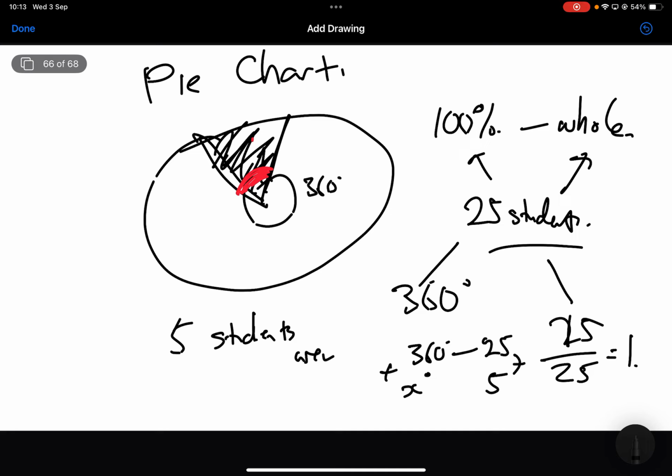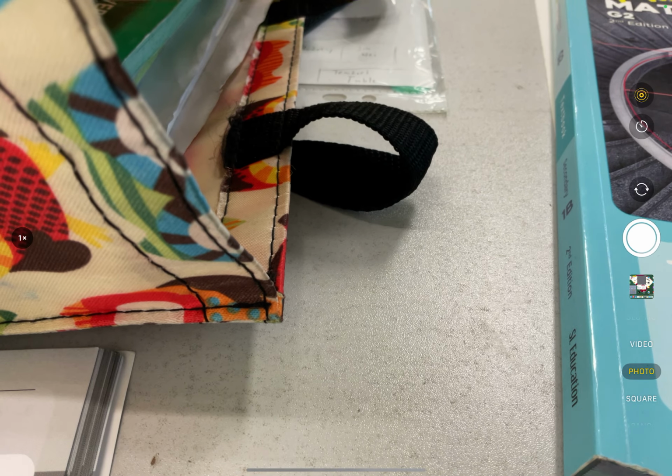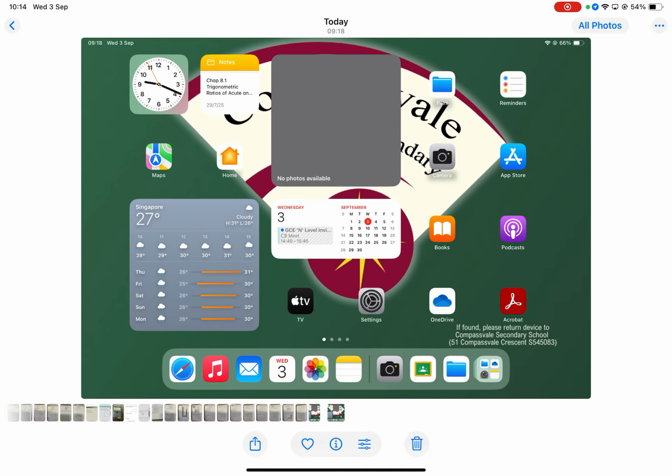5 students is how much? Because the more students, the bigger the angle. When it is 25 students, the whole is 360 degrees. So that is the link between number, percentage, and degree in a pie chart. So with that bit of knowledge, we can go back to our workbook and continue with the next question.